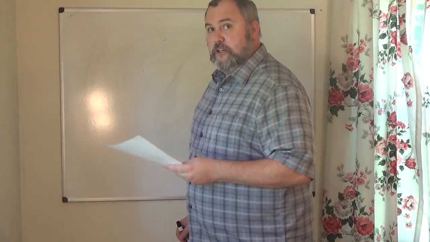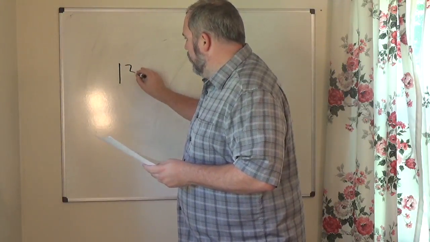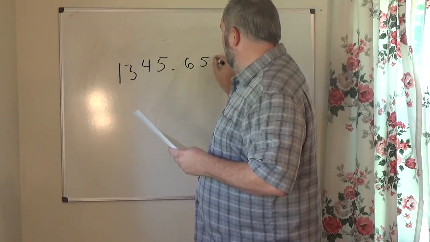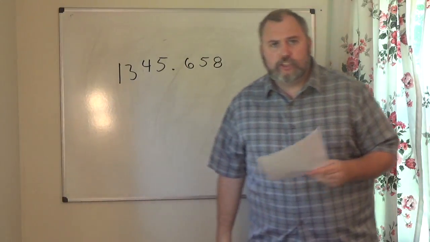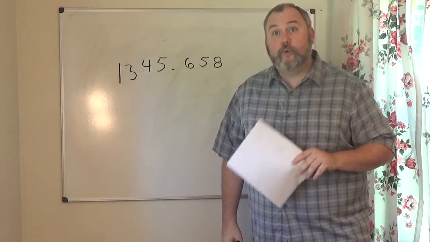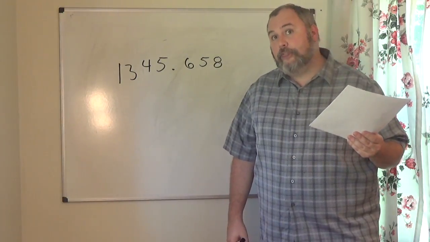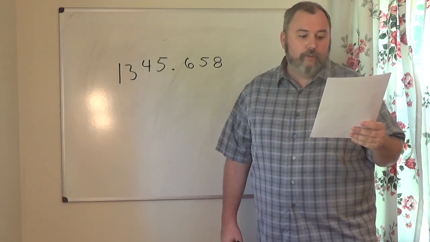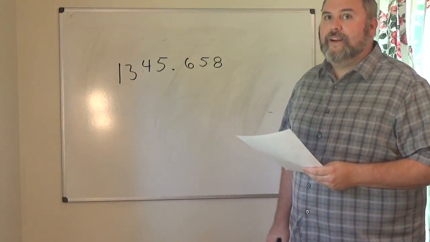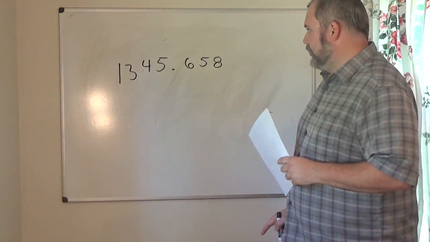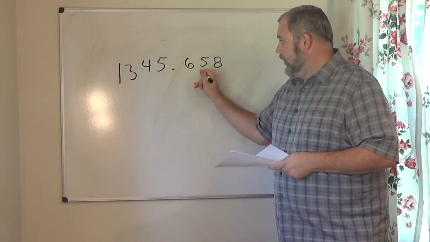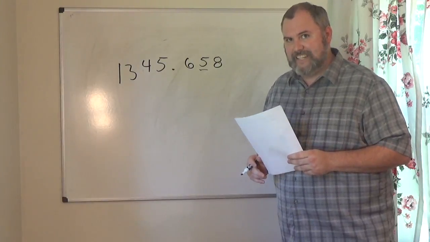Okay? So the first number I want you to do, this is going to be your number 1, is 1345.658. And our instructions tell us that we're going to round to the nearest hundredth, tenth, ones, and thousand. All right, so let's do the first one, the hundredth. Well, we need to find the hundredth position. According to our little handy dandy chart, this position right here is my hundredth position.